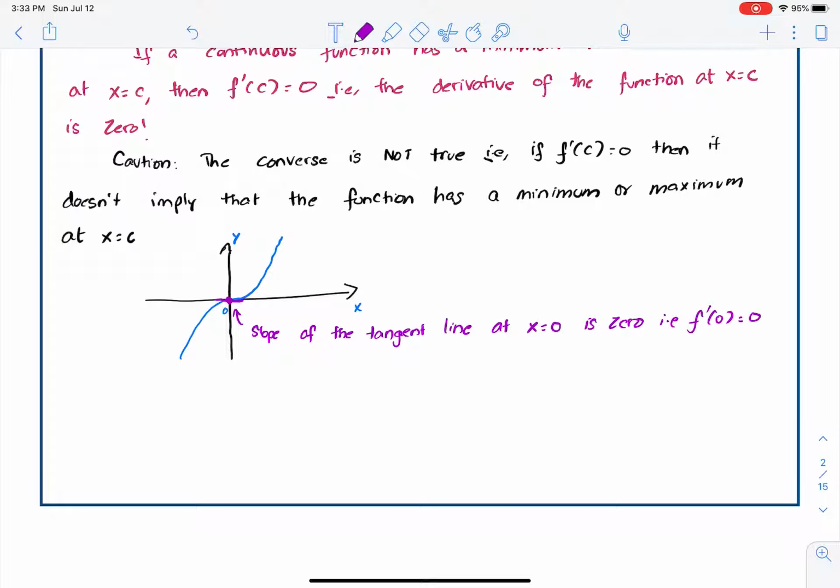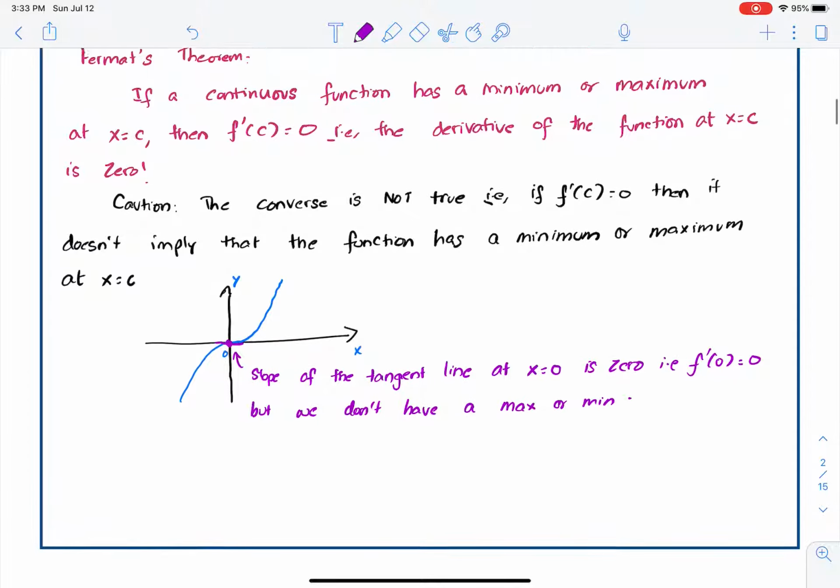But look at the picture though. The derivative at x is equal to 0, which is the slope of the tangent line, is 0. But do we see a maximum there? No. Do we see a minimum there? No. It's actually flat. So we don't have a maximum or minimum.